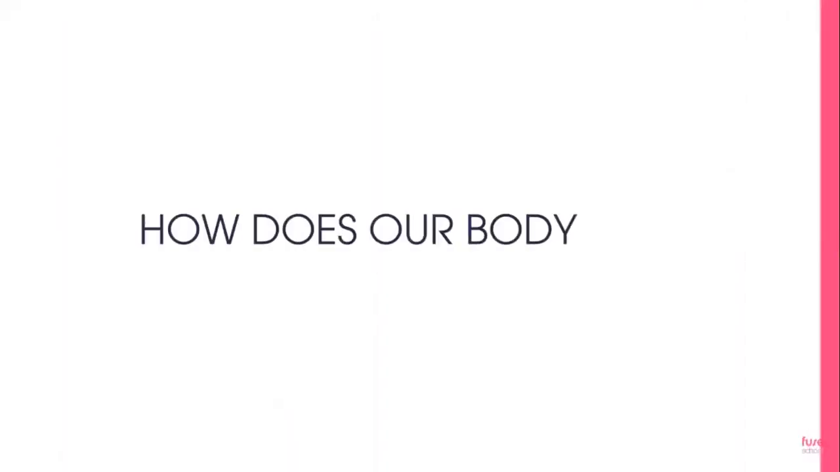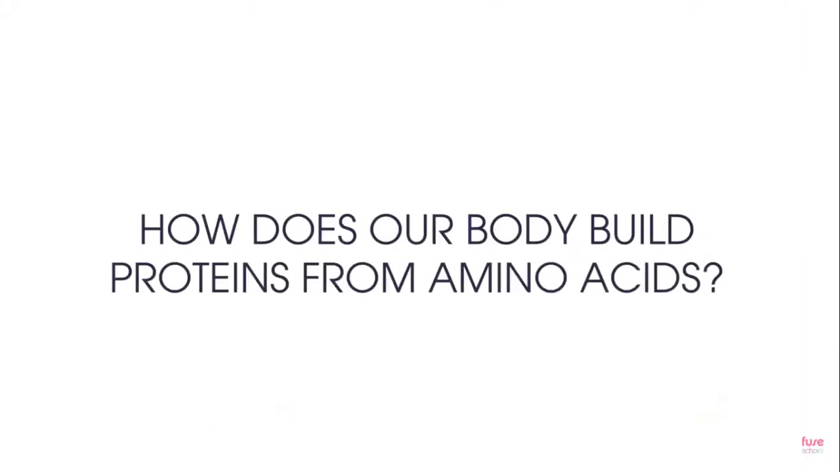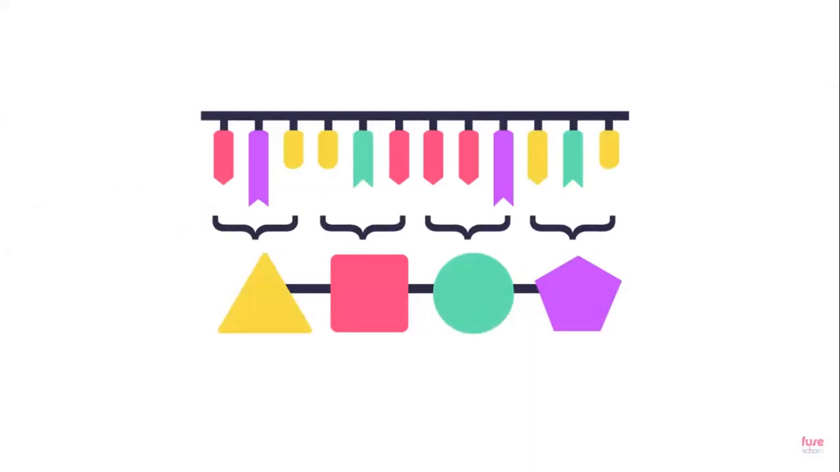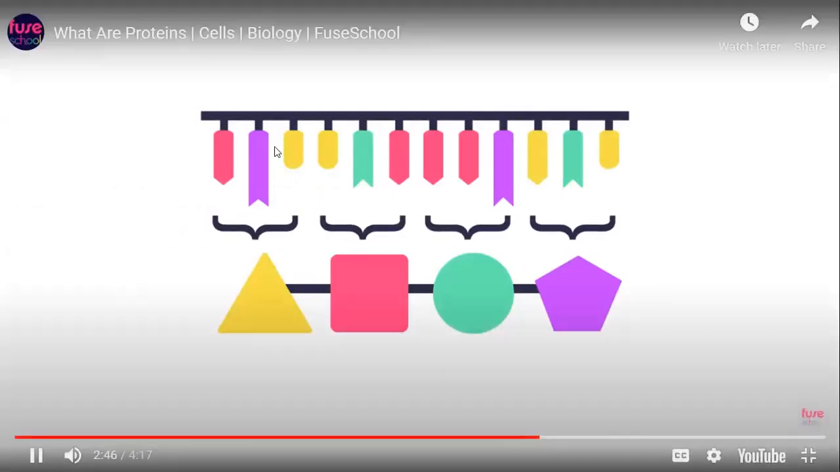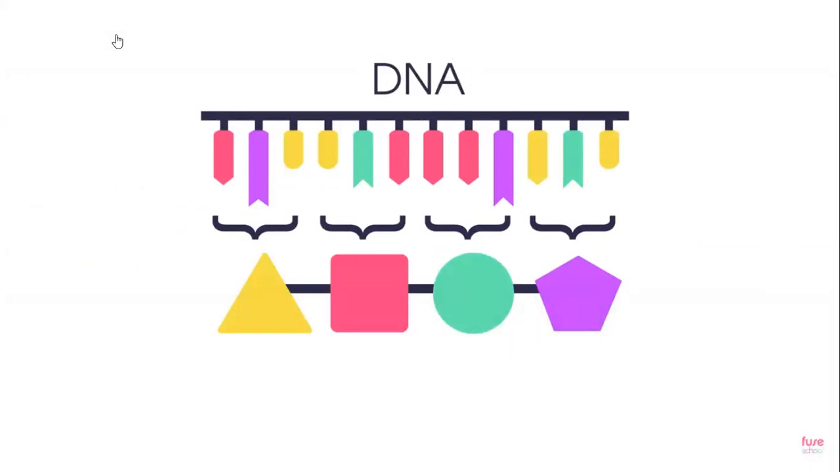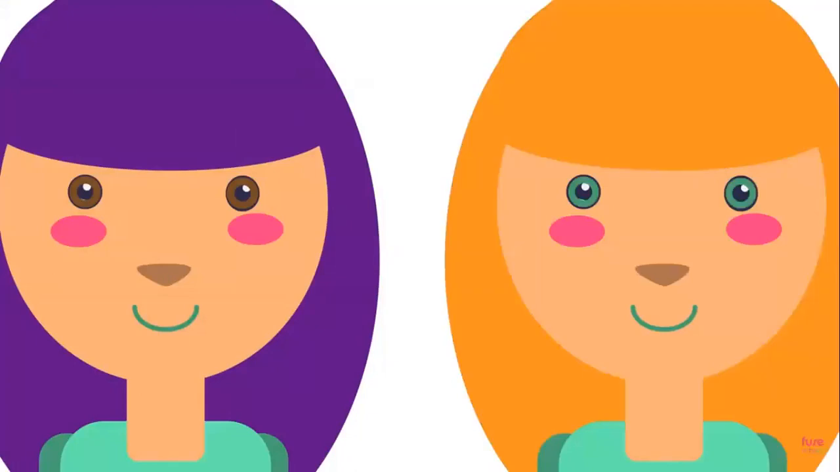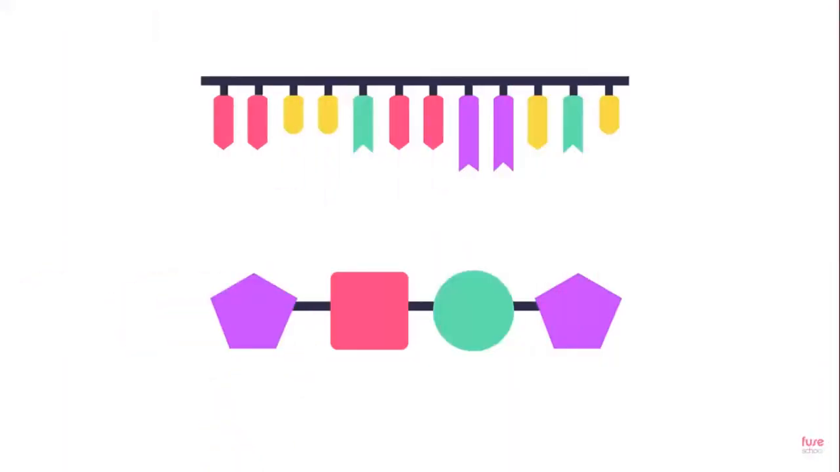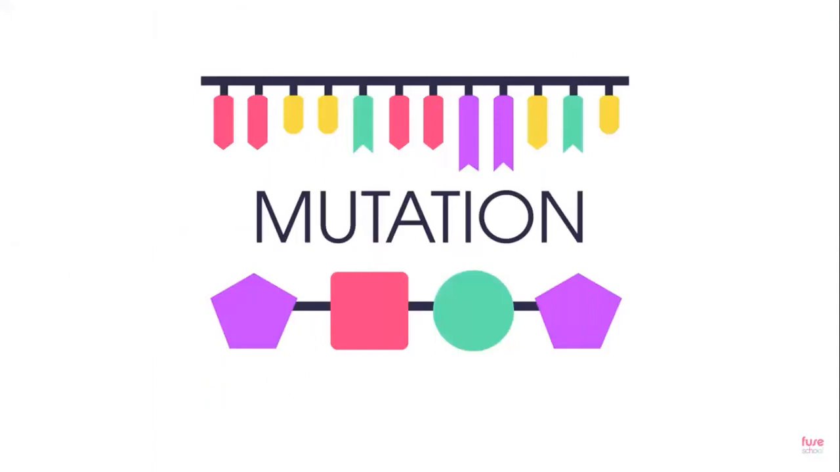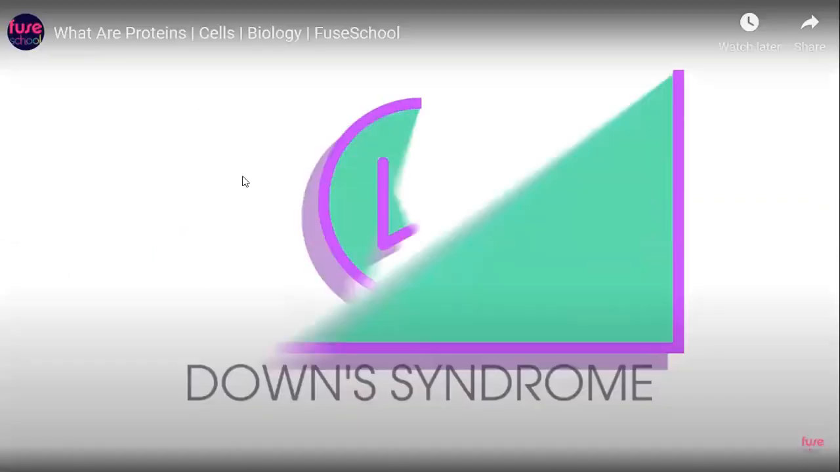But how does our body build proteins from amino acids? Our DNA acts as a set of instructions for how to build proteins. Each individual's DNA is made of slightly different genes, which explains some of the differences between people, for example, hair color and eye color. A change in the DNA, called a mutation, can lead to a protein with a different structure being produced. This can lead to albinism, for example. To learn more about mutations, you can watch this video.